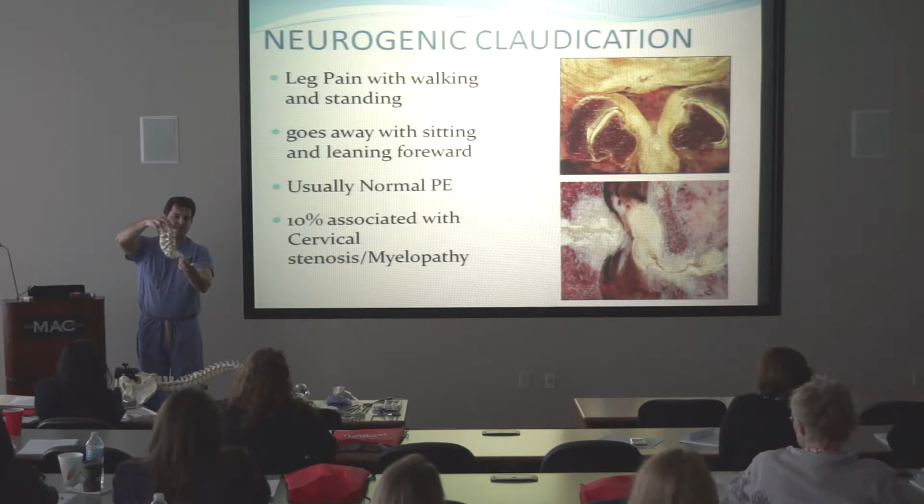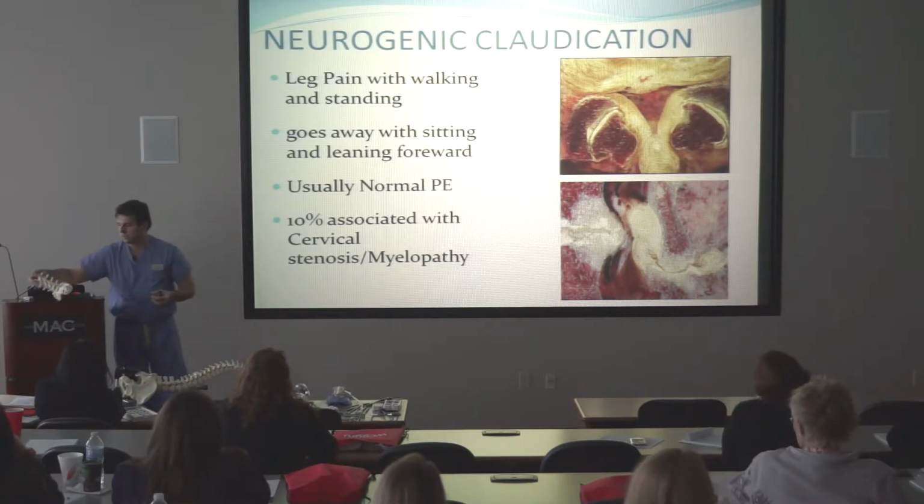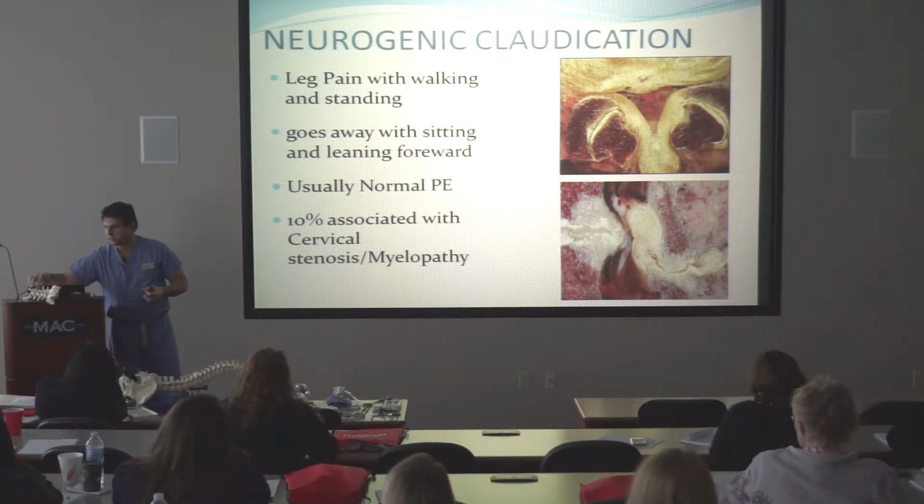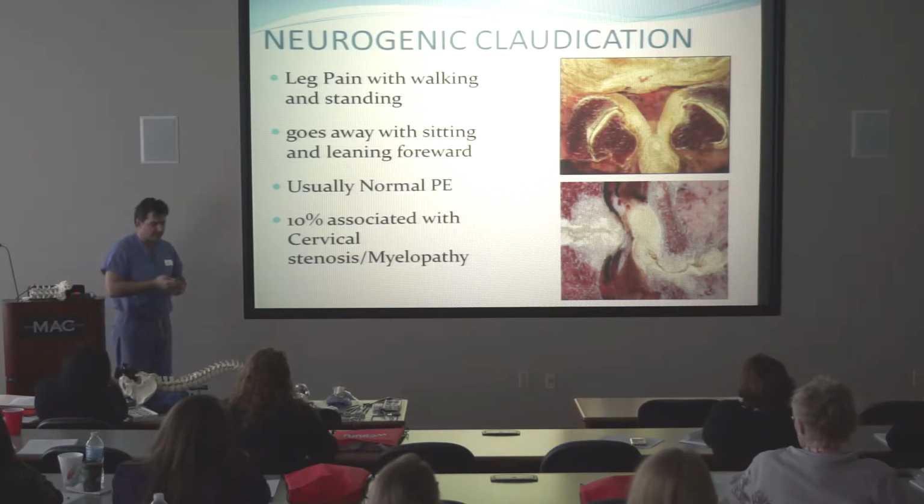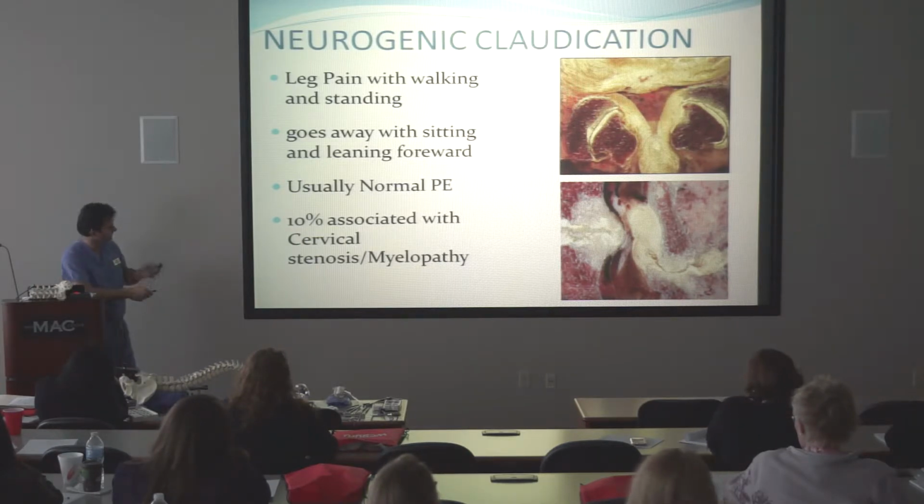When they stand up, you see how they get closer together when you weight bear? So they get symptoms when they're standing and walking, but not when they're sitting or laying down, because it tends to alleviate that pressure. So that's what neurogenic claudication is. It means those nerves are getting pinched when they're upright.